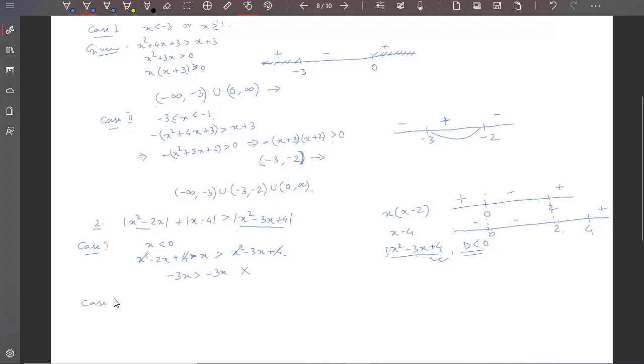Case 2. When x lies between 0 to 2. This will be negative. This will be 2x minus x square. This is also negative. 4 minus x. This is greater than x square minus 3x plus 4.